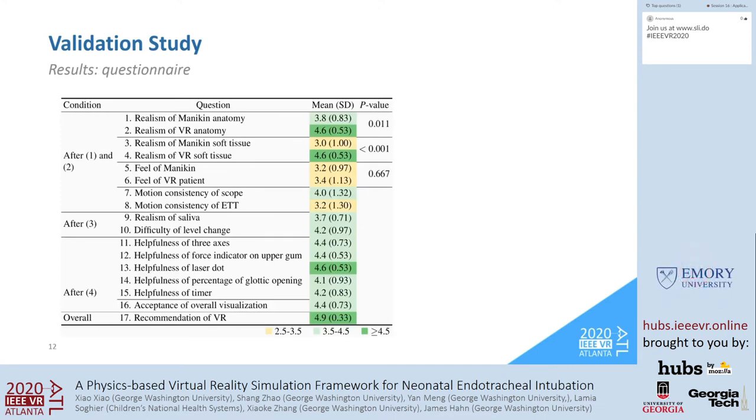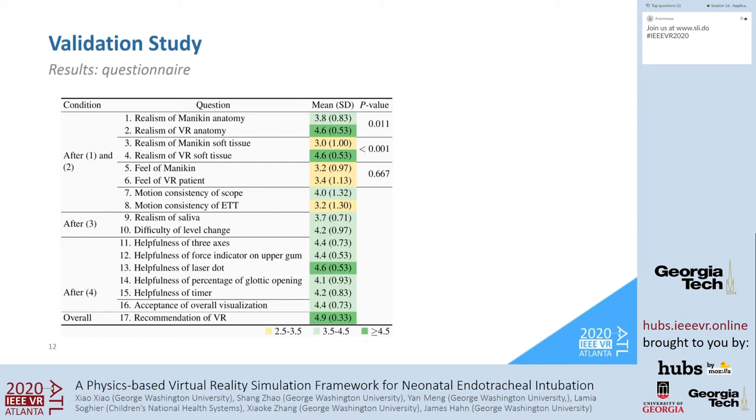Here are the results of the questionnaire. Subjects rated significantly in favor of the VR simulator with respect to the realism of the anatomy and the soft tissue. In addition, though not significant, the feel of the mannequin and the VR patient are on average better for the VR simulator. For the motion consistency of virtual tools in the VR simulator, subjects gave an average score of 4 for the laryngoscope and 3.2 for the endotracheal tube.